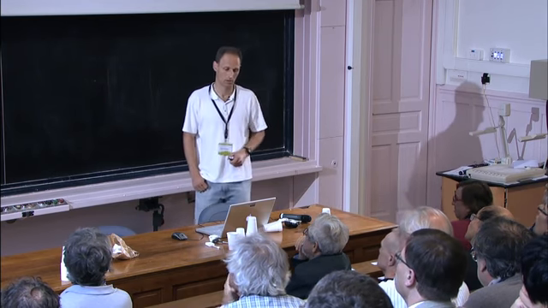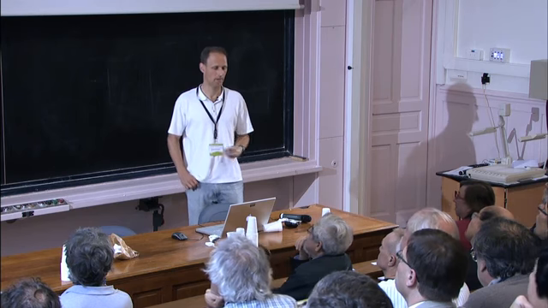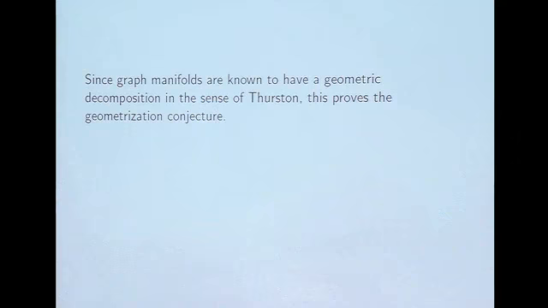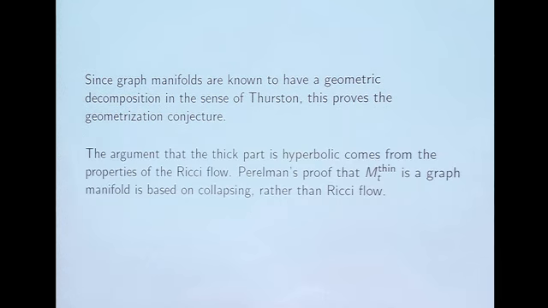Right? So the point is that graph manifolds are known to have a geometric decomposition in the sense of Thurston, and so this proves the geometrization conjecture. All right? So the proof that the thick part is hyperbolic comes from the Ricci flow argument and monotone quantities and some rigidity, but the proof that the thin part is a graph manifold is based on collapsing theory rather than Ricci flow.